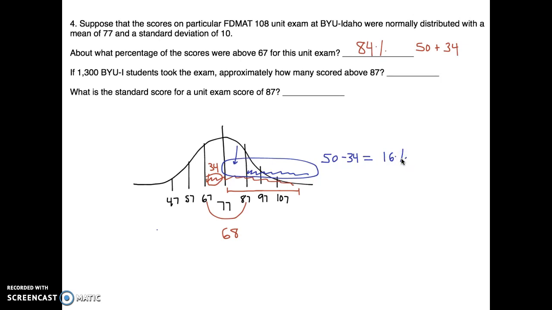So this is the answer if it's asking for what percent of the scores were above 87. But it wants to know that if 1,300 students took the exam, how many of them scored above 87? Well, this means 16% of them did. And "of" means multiply, so we're going to take 16%, so 0.16, and then multiply that by 1,300, and then you should get 208.